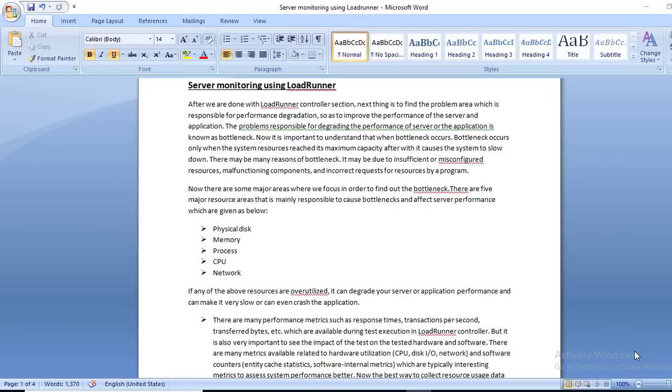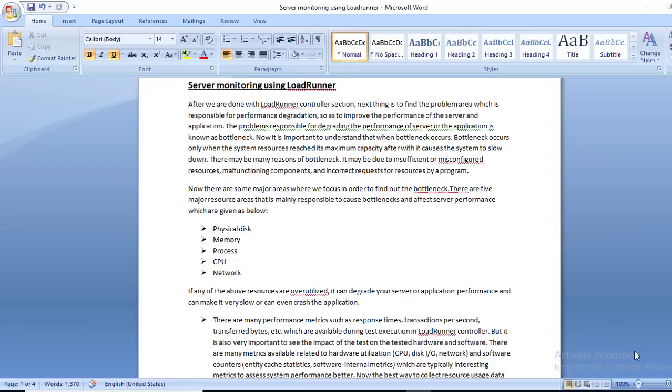Now, there are some major areas which we focus on in order to find out the bottleneck. There are 5 major areas that are mainly responsible for causing bottlenecks and affecting server performance, which are given below. Physical disk, which is related to storage. Memory, RAM. Sometimes, in order to do processing quickly, RAM is required. So if that is overutilized, then it also causes a bottleneck.